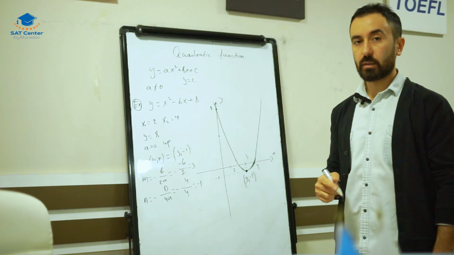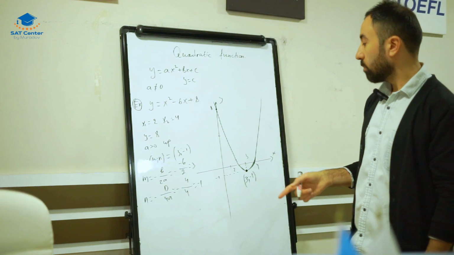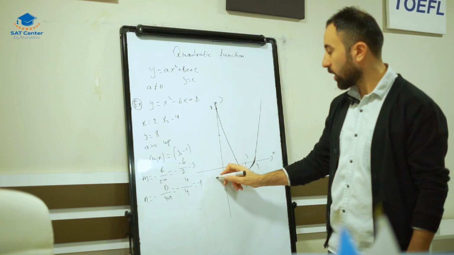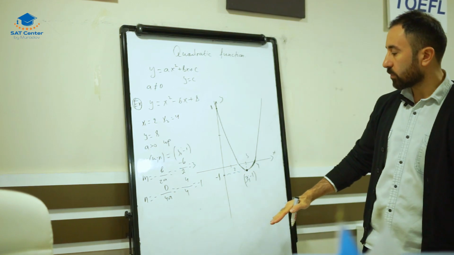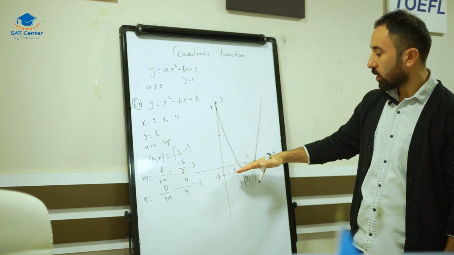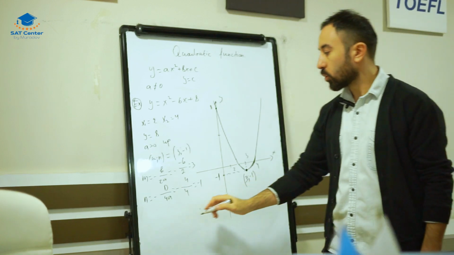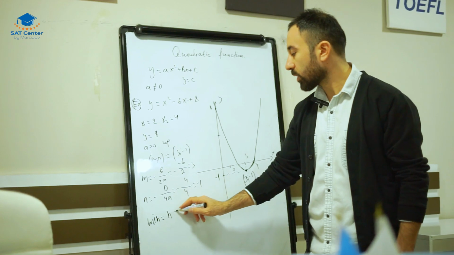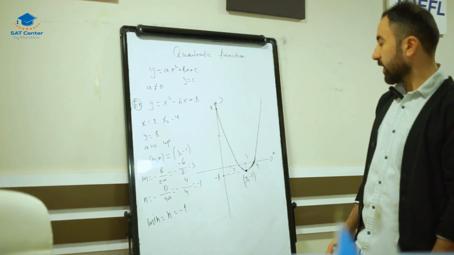Let's start with the first question. The minimum value is minus 1, as you see. Minus 1 is the minimum value of this function. All of the parabola is above minus 1. So, the minimum value of the function is n. n is minus 1.